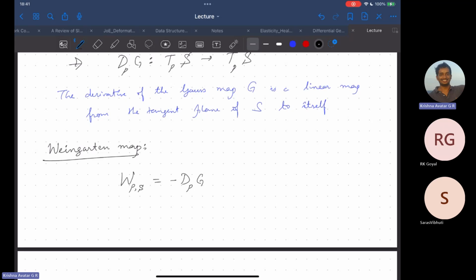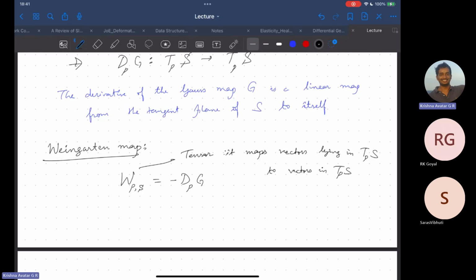So the Weingarten map is nothing but the minus of the derivative of G. And since it maps the tangent plane of S to itself, which means that W_P of F is a tensor, because it maps vectors to vectors. It maps vectors lying in T_P S to vectors in T_P S itself. Right? So it's a tensor map because it relates vectors to vectors.